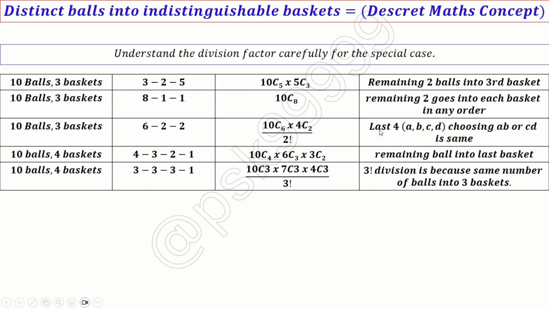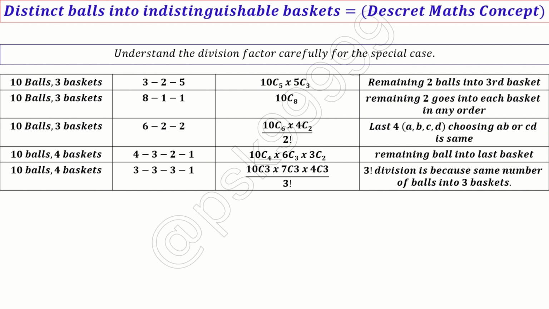Let's say the last 4 balls, A, B, C, D are the balls. I choose A, B. Then I'm left with C, D for the other bag. So AB is in one bag, CD in the other bag. Correct? This is one way. Let's say I choose CD. So CD goes into one bag, AB goes to the other bag. These two conditions are exactly the same because these baskets are identical baskets. They are not different. This is the difference between different baskets and identical baskets.